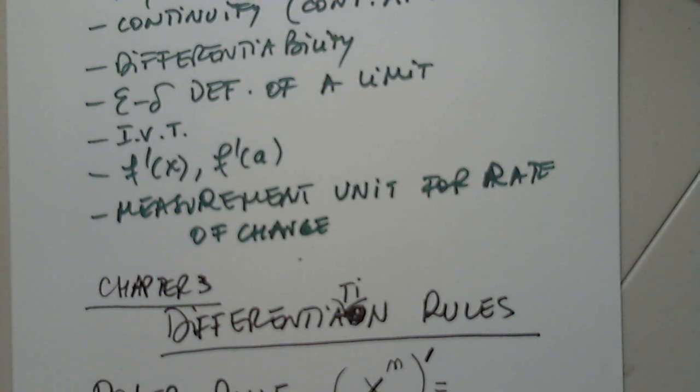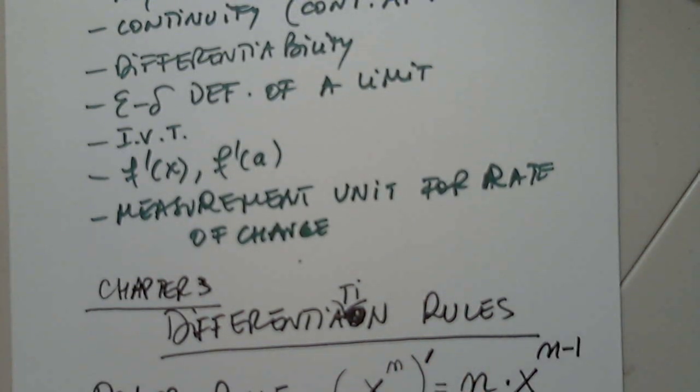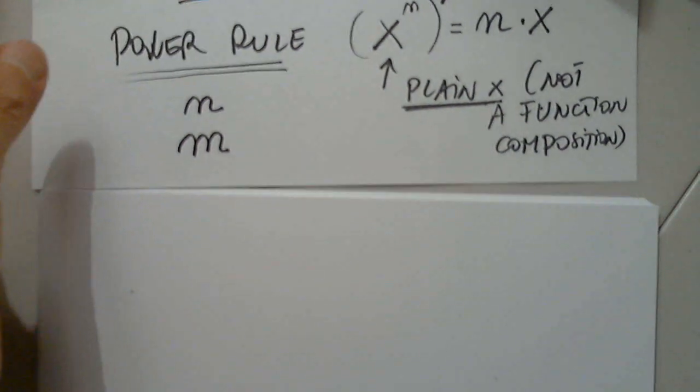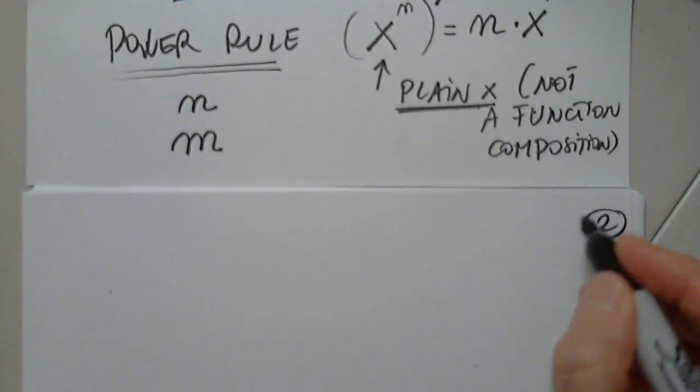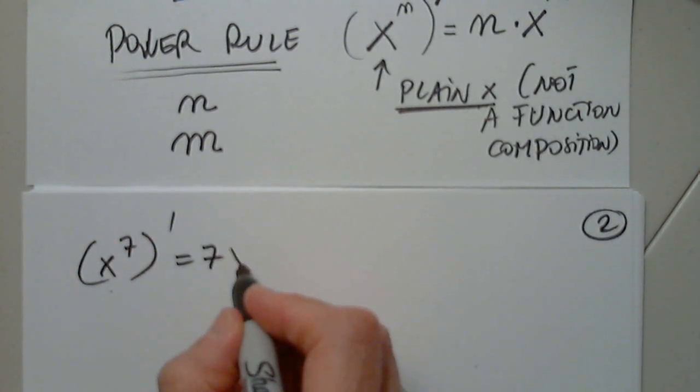So the power rule says that if this is just plain x, if it's not plain x, we have a different rule. But if it's just plain x, we bring down n, the power, we copy the base, and we subtract 1 from the power. This is the power rule for plain x. So if I'm asked to find the derivative of x to the 7th, I will bring down 7 and subtract 1 from the power.